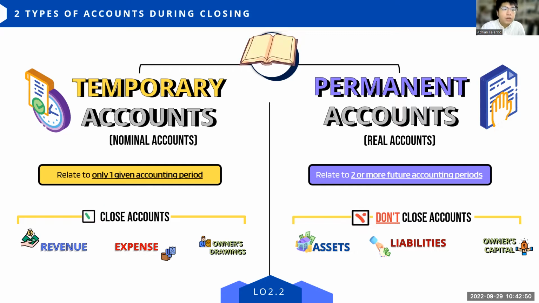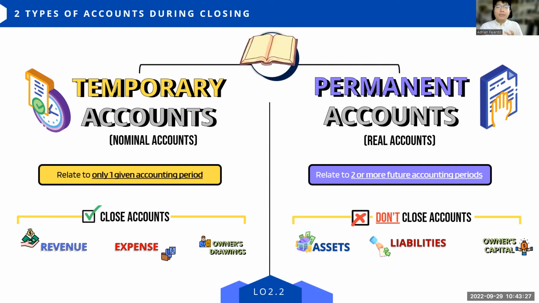Now, let's go to the right-hand side. If there are temporary accounts, obviously there would be permanent accounts, or what we call the real accounts, right? And the real accounts relate to 2 or more future accounting periods. So we don't close out the following accounts. We don't close out our assets, our liabilities, or our owner's capital, right? Meaning, we just update them.